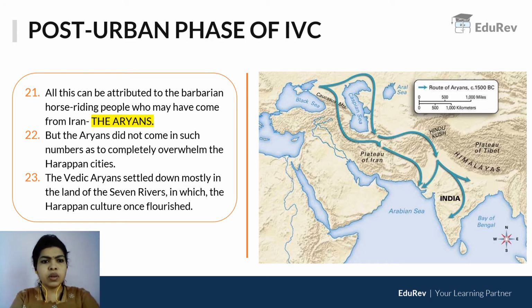And remember, look at point number 22 that we have here. The Aryans did not come in such numbers as to completely overwhelm the Harappan cities. So again, we can say that the archaeological evidence of an Aryan invasion cannot be conclusively pointed out or linked to the decline of IVC in particular.